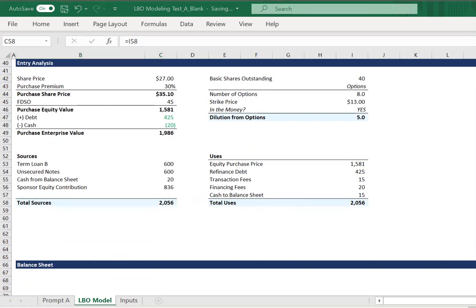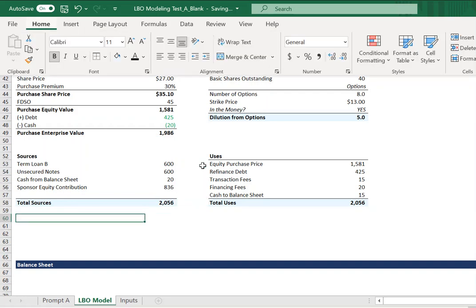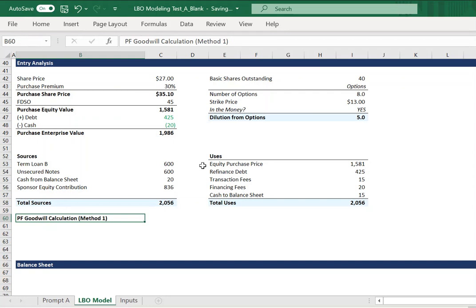The next thing we're going to want to talk about here is goodwill. This is also something that we'll need to calculate our pro forma balance sheet. There are a couple ways we can go about doing it. I'll walk you through 2 ways. Method 1 is my preferred method. I think it makes more intuitive sense. You take your purchase equity value. Goodwill is the difference between how much you pay and the value of your assets less your liabilities on your book.